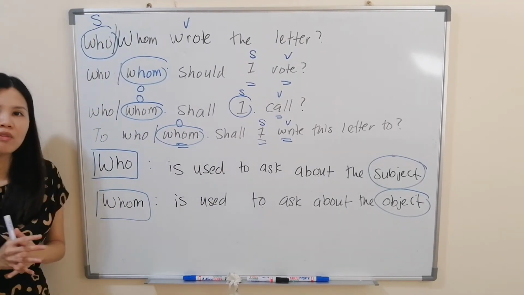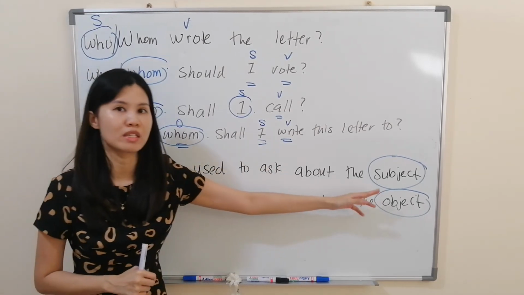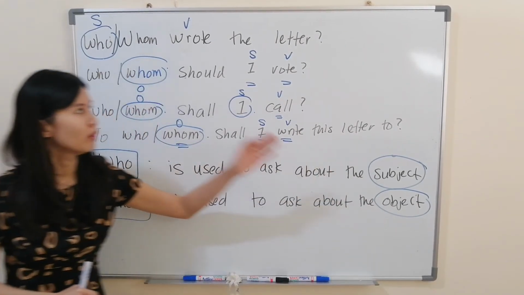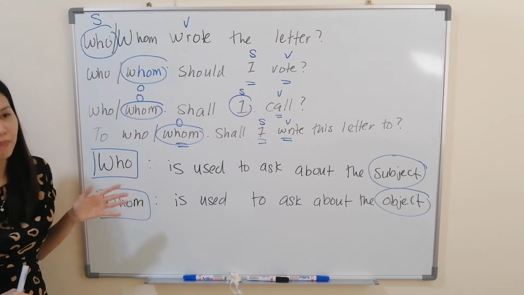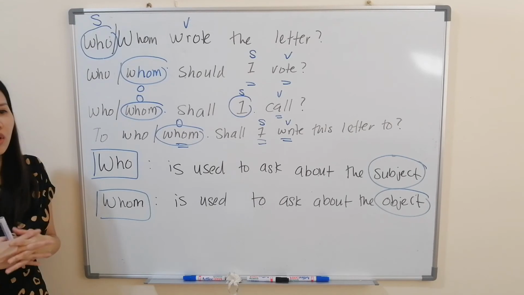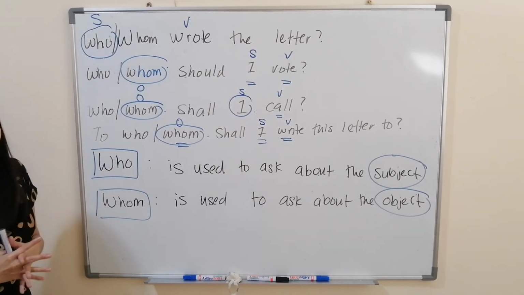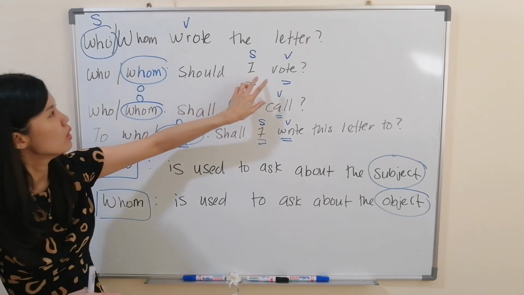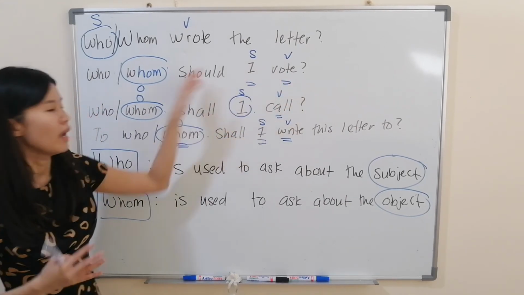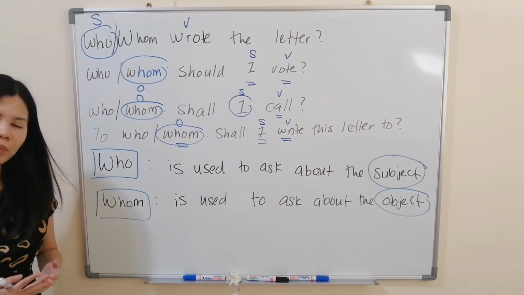Today we learned about who versus whom. Who is used to ask about the subject, and whom is used to ask about the object. If you look at these sample sentences, whenever you're trying to see which pronoun to use, you can just look at who is the subject, what is the verb, and who is the object. Then you can easily determine whether to use whom or who.